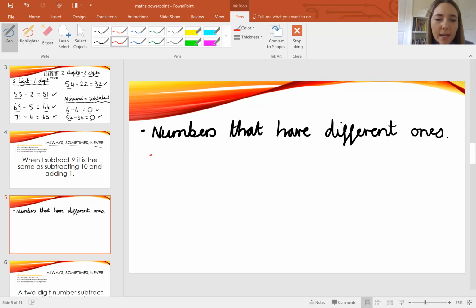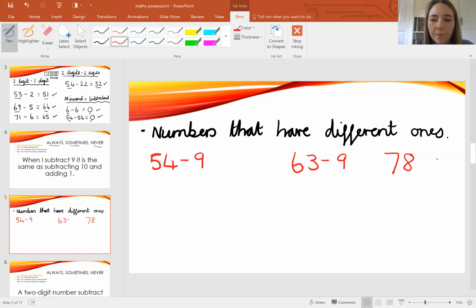So I'm going to test 54, 63 and 78. Okay, so I'm going to start by subtracting 9 for each one. And then I'm going to have a go at taking away 10 and adding 1. And I want to see if it's always the same.